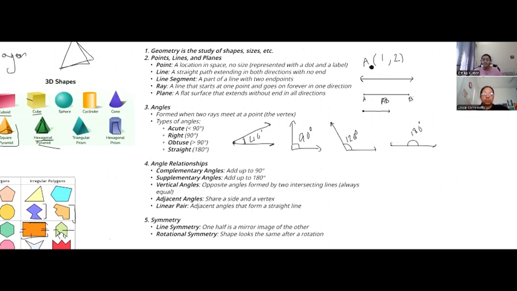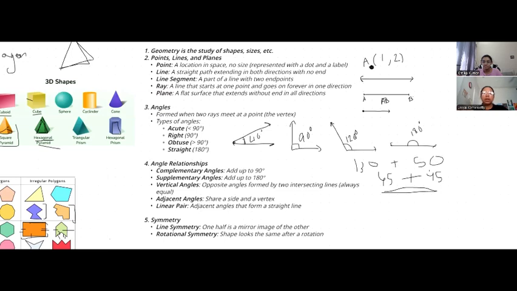Now we're going to move on to angle relationships. So these are things you would need to memorize to get better at solving geometric problems. So complementary angles add up to 90. So 45 plus 45, for example, they add up to 90 degrees. So that means both of these angles are complementary angles. While supplementary angles add up to 180. So let's say you have 130 degrees and then you have 50 degrees. They add up to 180 degrees. So they are supplementary angles.